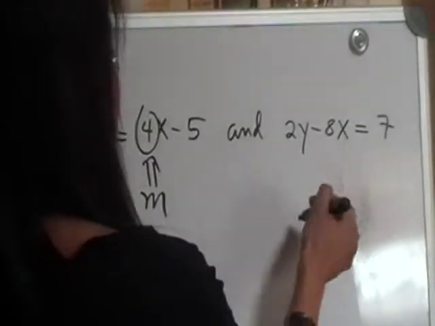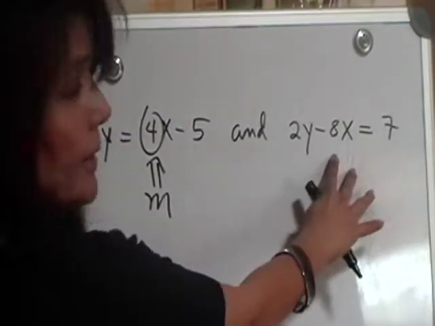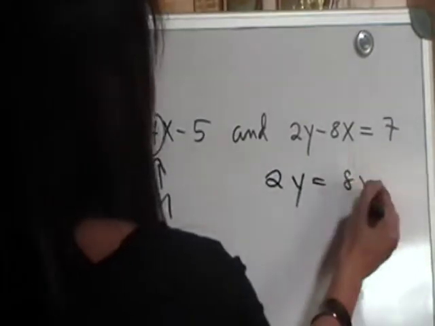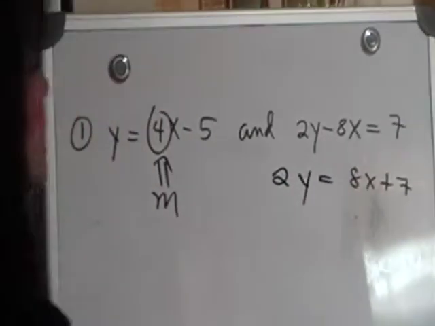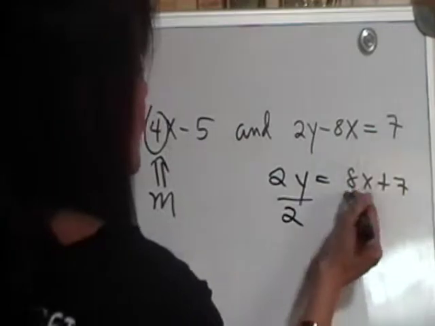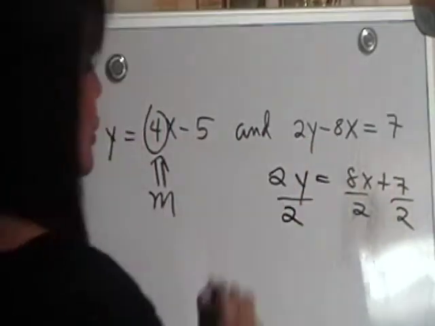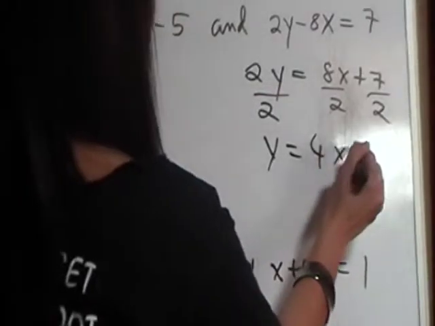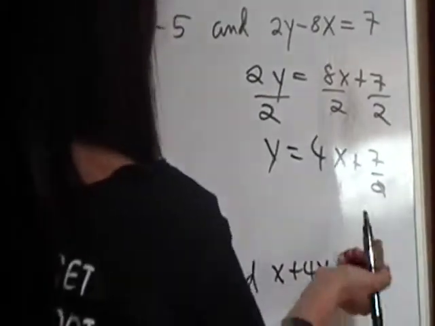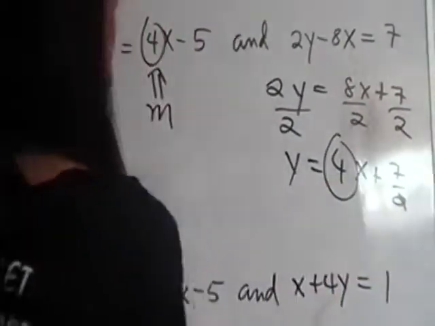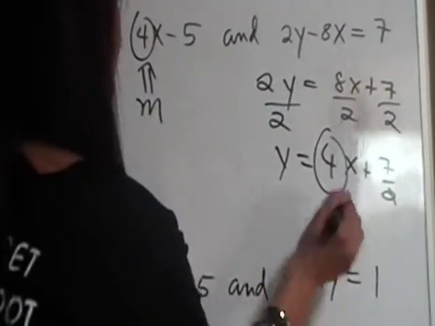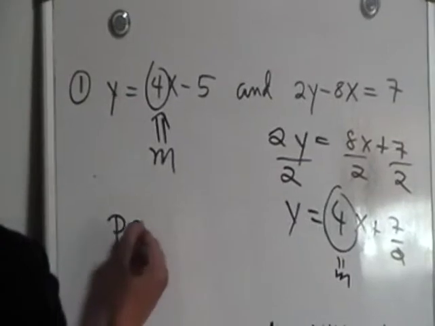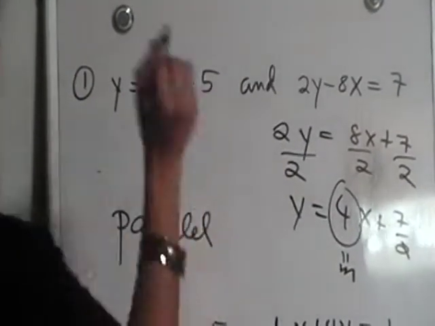We need to isolate the y, so we can add 8x to both sides of the equation to get 2y equals 8x plus 7. Isolating the y, we need to divide across the board by 2. So we get y is equal to 4x plus 7/2. And we see that the coefficient of x is 4. That is the slope of the second line. Since they have the same slope, we say that the two lines are parallel.